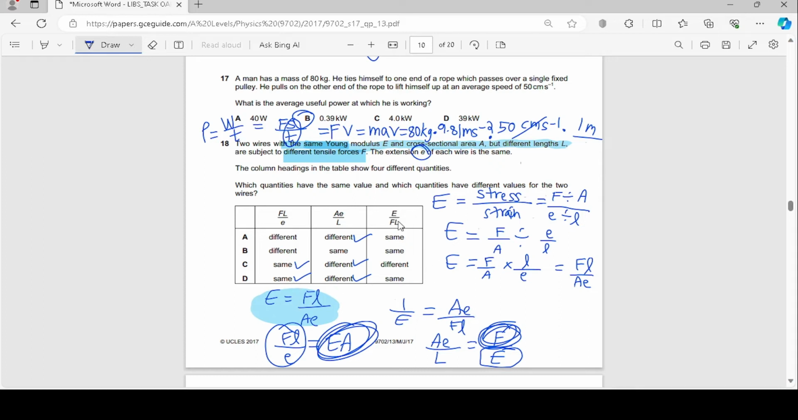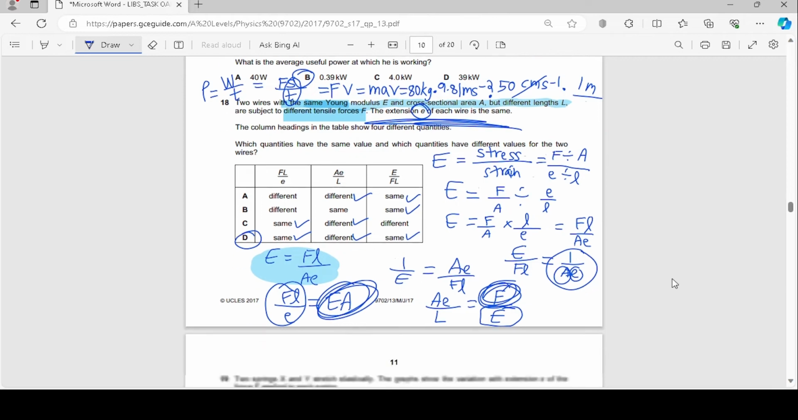Now let's look at the next one, which is E by FL. For E by FL, I'm going to multiply both sides by 1 over FL. So I get E over FL is equal to 1 over AE. My cross-sectional area is the same for both wires, and they stated that the extension of each wire is the same. That's good. If the cross-sectional area is the same and the extension is the same, then 1 over AE is also the same. So this is going to be the same, the same, the same. So where do we have 3 ticks? We have 3 ticks here, so D is going to be the answer.